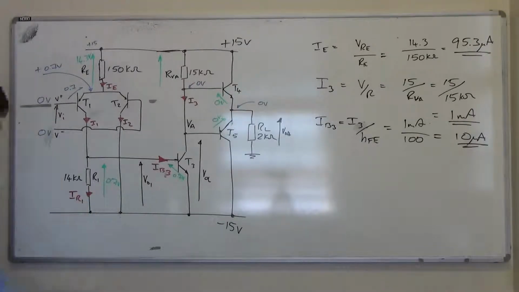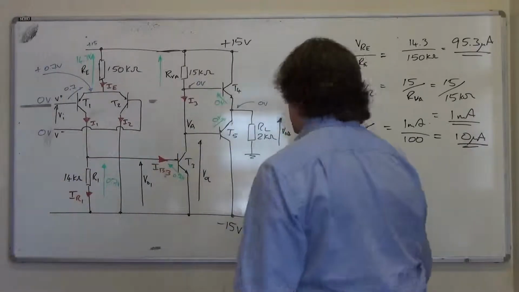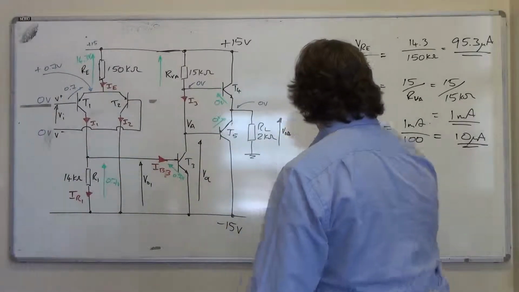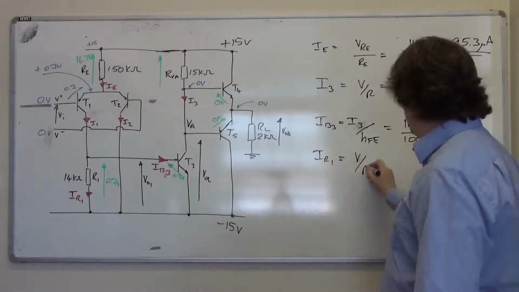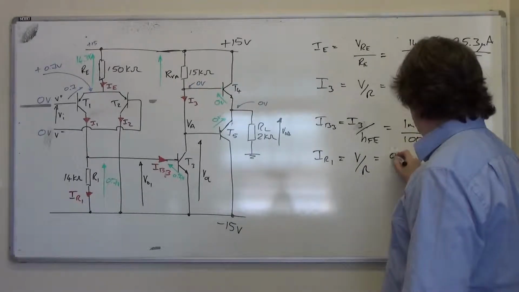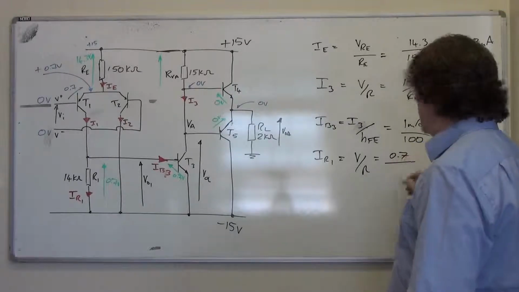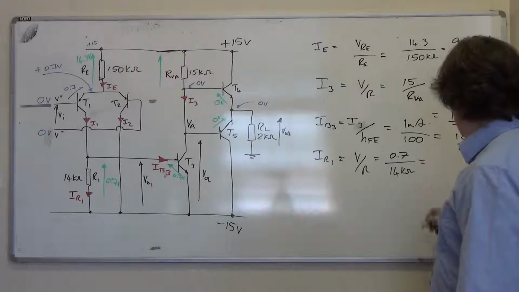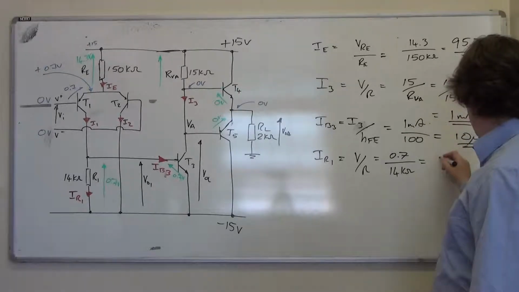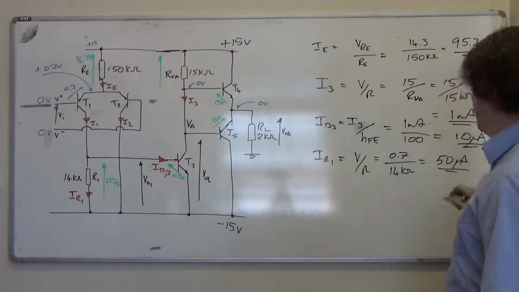And that will be, just apply Ohm's law again, so IR1 is equal to V upon R, which is 0.7 volts divided by 14 kiloohms, which is 50 microamps. Pretty sure. Yeah, 50 microamps.